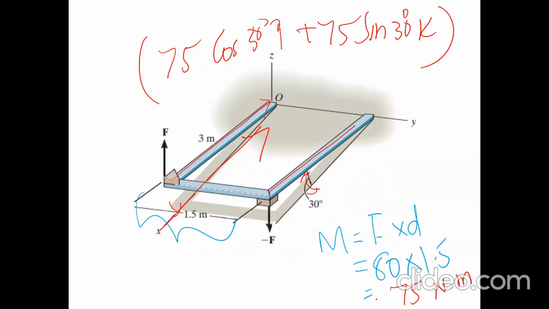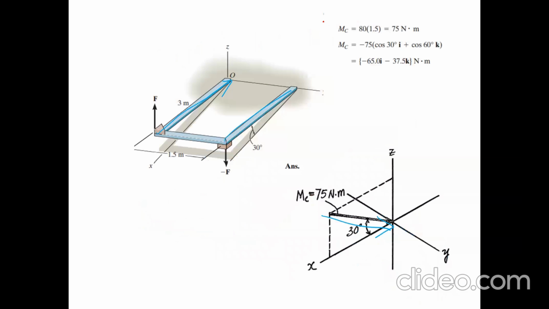So let's look at the direction, which is important. This is going to be clockwise, so that's negative, negative, negative. That gives me the final answer. So that's how I get the components in the x and z directions.